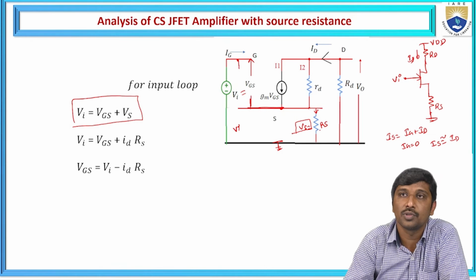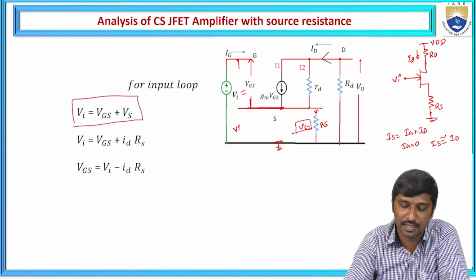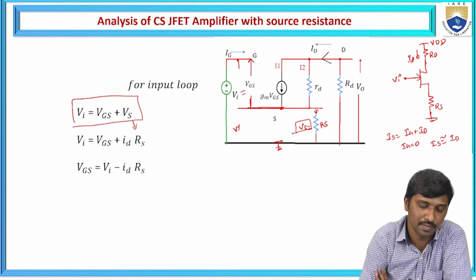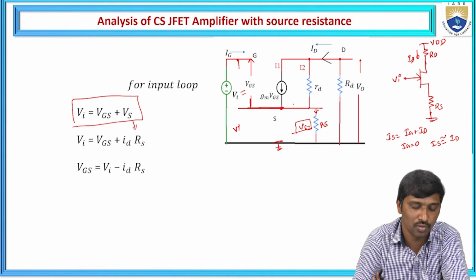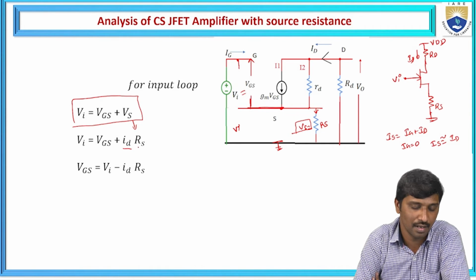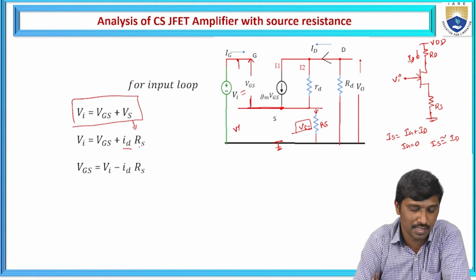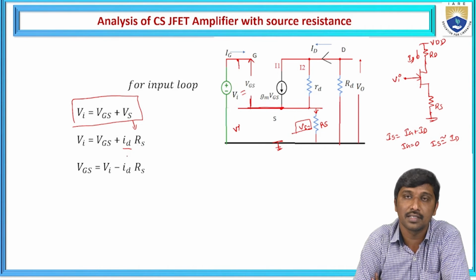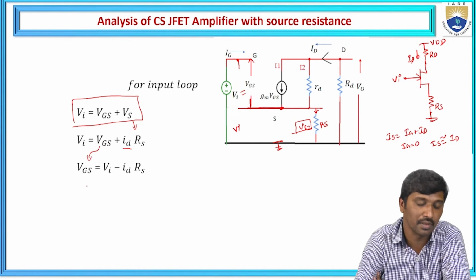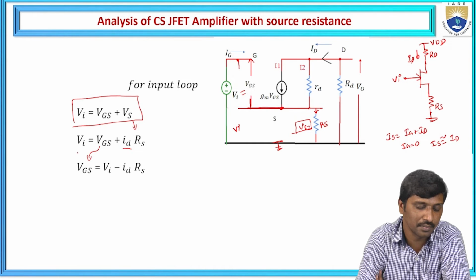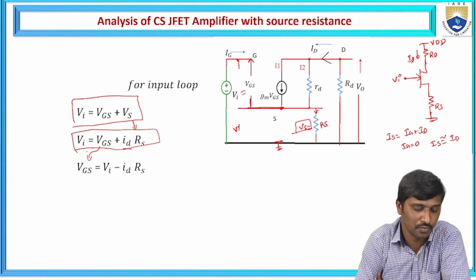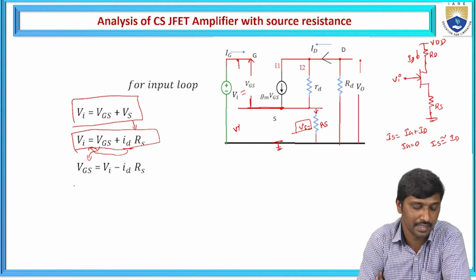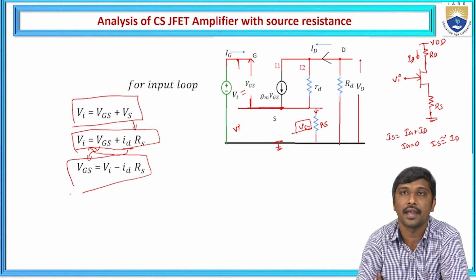Hence, the same drain current flows across the source resistance, and Vs is represented as I into R. Which current flows here? The drain current flows, so I consider it as ID along with the source resistance RS. From this, now I'm going to find the VGS parameter. From this relation, retrieve VGS: VGS is equal to Vi minus, taking this term to the other side, ID into RS.